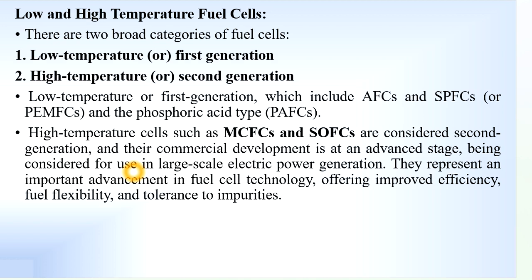All these abbreviations are generally used, you need to remember these. The second generation types have commercial development at an advanced stage, being considered for use in large scale electric power generation, because they are of high temperature type and they represent an important advancement in fuel cell technology, offering improved efficiency, fuel flexibility and tolerance to impurities. It is very important to have tolerance to impurities such as carbon monoxide, because they will reduce the performance of fuel cells. So that is very important for high temperature fuel cells, right?